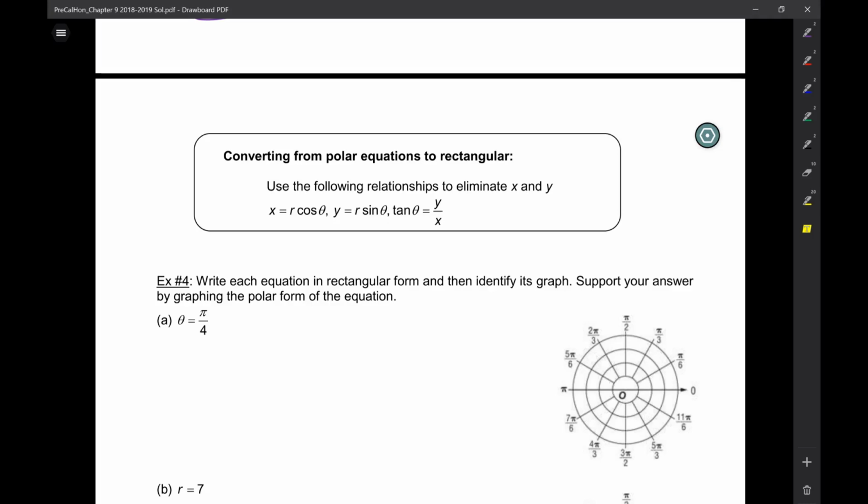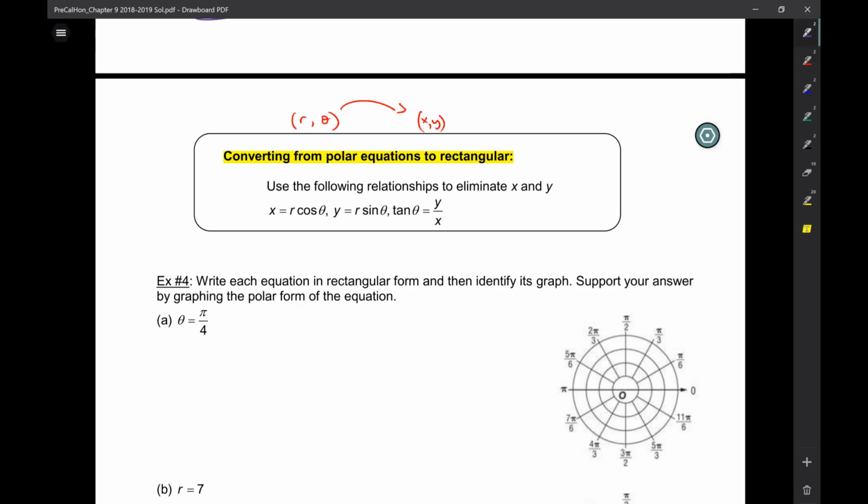So today we're going to go in the opposite direction. Yesterday we went from rectangular to polar coordinates. Today we're going to convert from polar to rectangular. So whereas our equations have r and theta, we're going to convert them to equations having x and y. All right, so take a look at the first one.